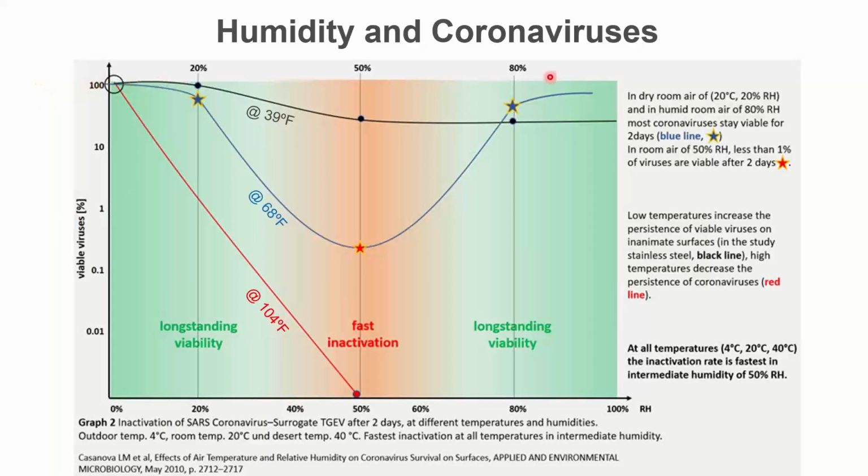Virus survives 100% up here. 10% survival rate, meaning 90% inactive, 99% inactive, 1% survival rate. So if I keep between 40 and 60, the least amount of viruses are going to survive.